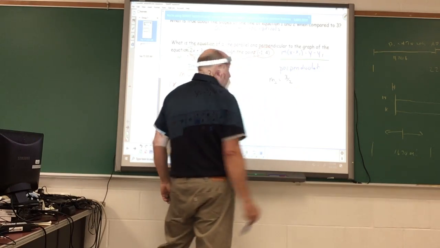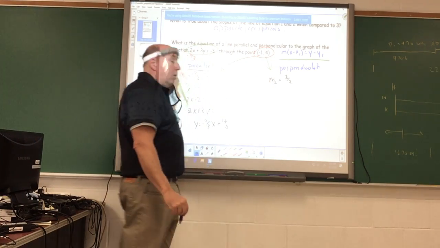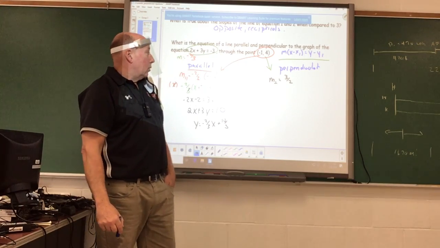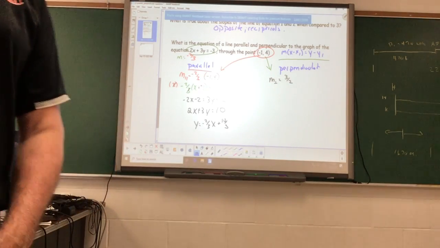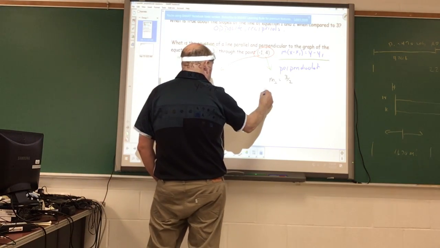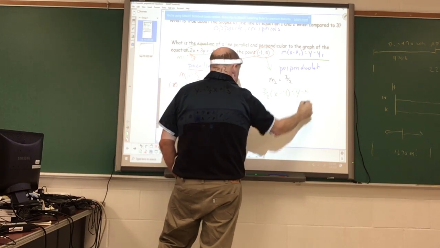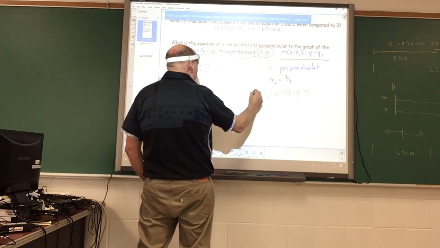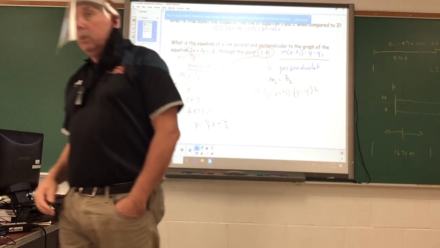Okay? Going into point slope. The point we're going to go through is negative 1, 4. Slope is 3/2. Go ahead and plug it in and solve. Once again, I have accepted either form of the solution. And check your answer with somebody around you again.